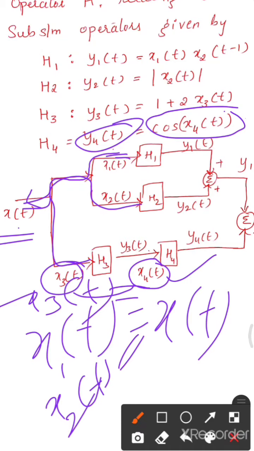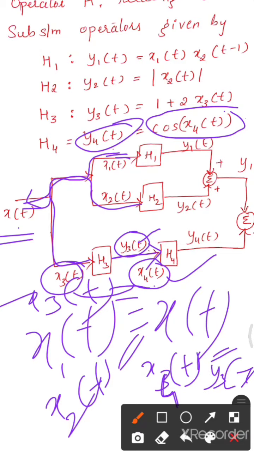Okay, so to express that, what is x4 of t? It is nothing but, on the same line there is a y3 of t, right? x4 of t, on the same line they have written y3 of t. So I can say directly x4 of t is nothing but y3 of t.